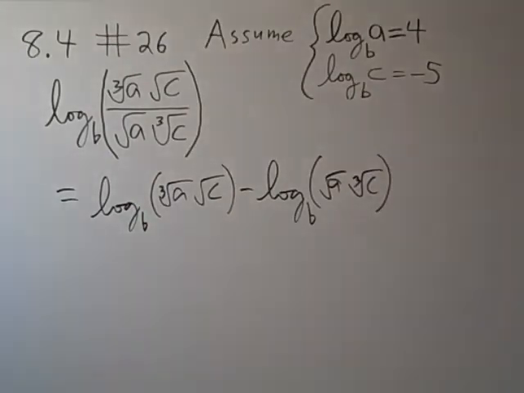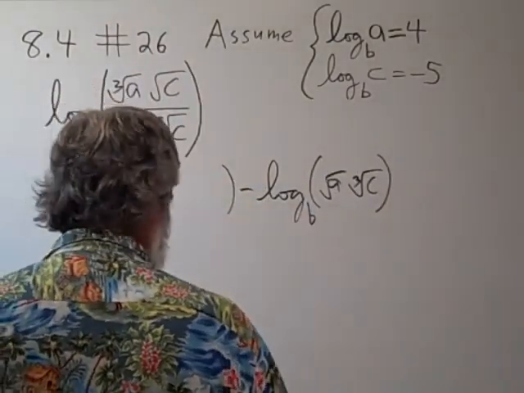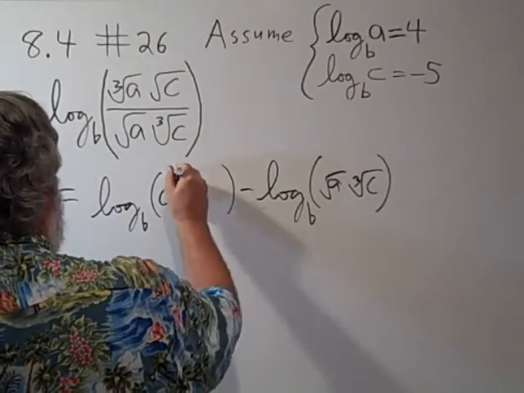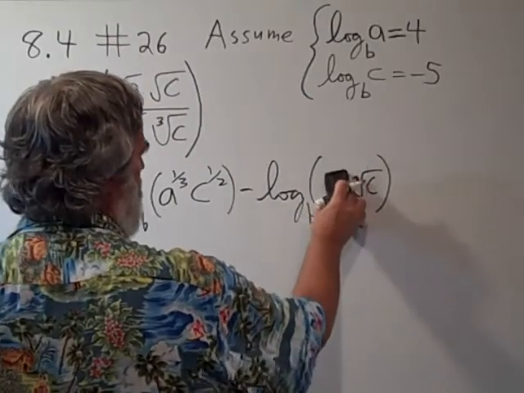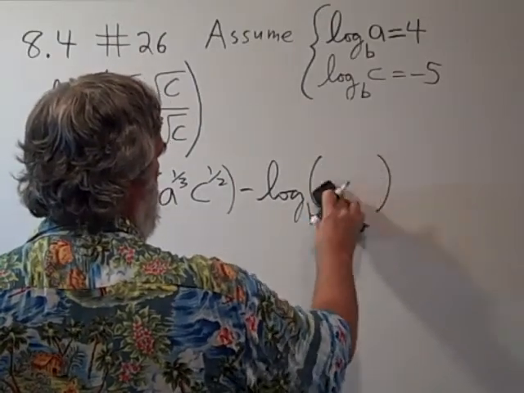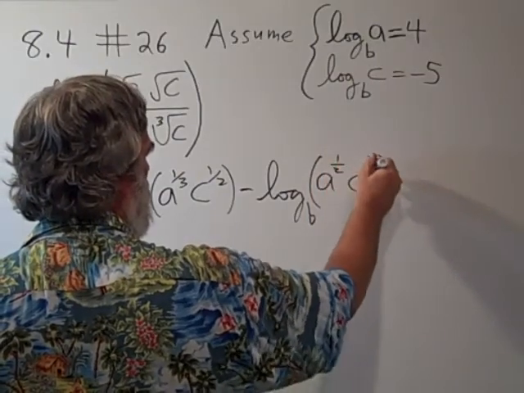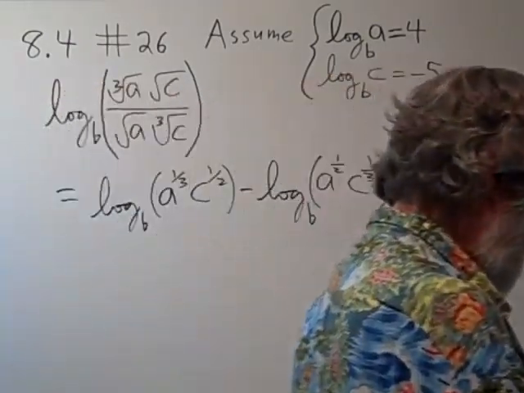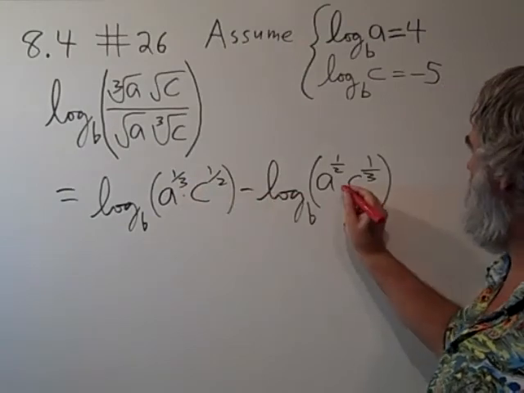We can then write each of those radicals in fractional exponent notation, and that's a to the 1/3 power times c to the 1/2 power. And similarly over here you have a to the 1/2 power and c to the 1/3 power. And now we have a product here and a product here.